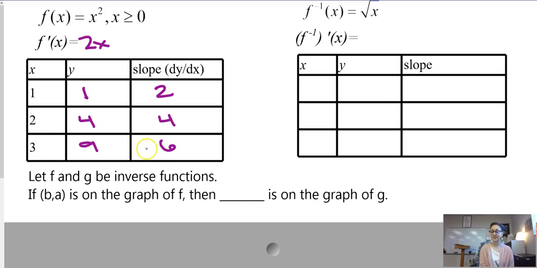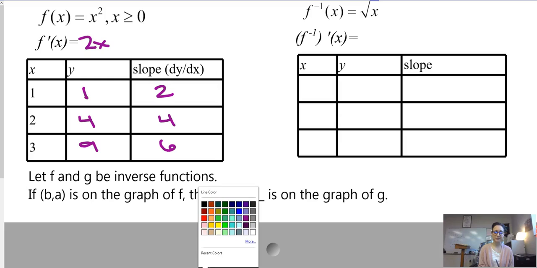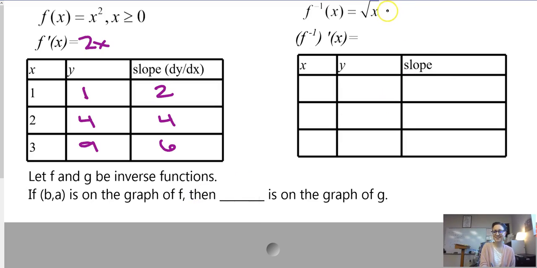All right, so now let's see how that's related to the inverse function. So I have f inverse of x is the square root of x, like we found in our warm-up there. If I want to find the derivative, any special rules, anything you need to rewrite? Yeah, we need to rewrite this as x to the 1/2, correct?